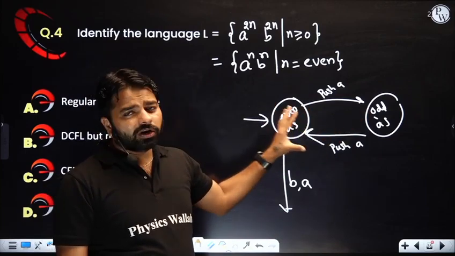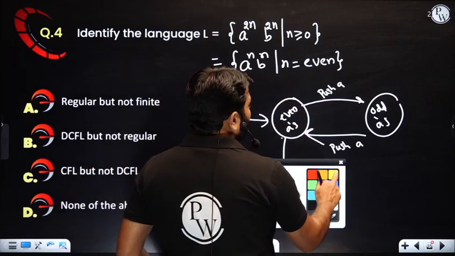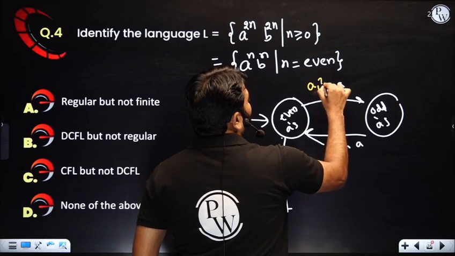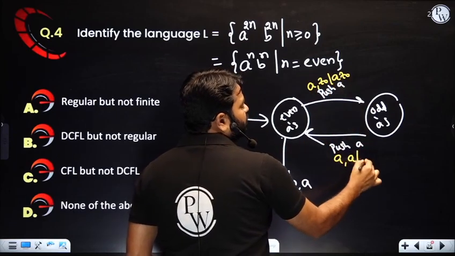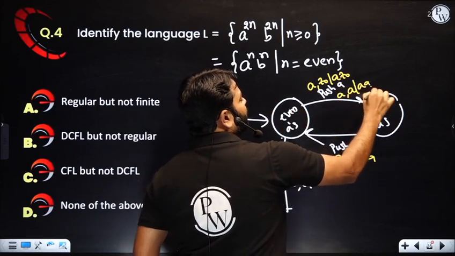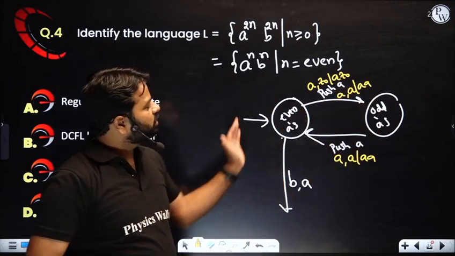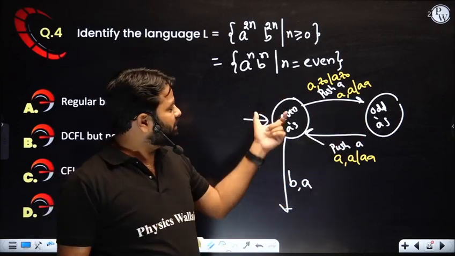Okay? In case you are not in a position to understand this transition, I'll help you. What happens in the beginning? A comma Z naught. What do? Push. Later what happens? A comma A. Push it. Later what happens? A comma A slash double A. And this is always A comma A only. So this will take care of, if the B is coming here, definitely A's must be even.